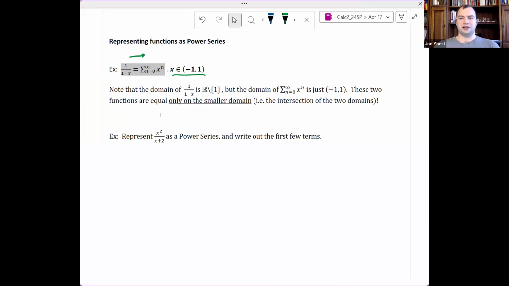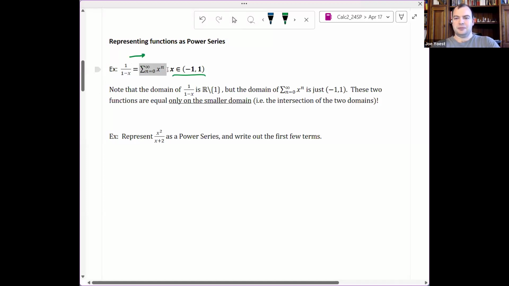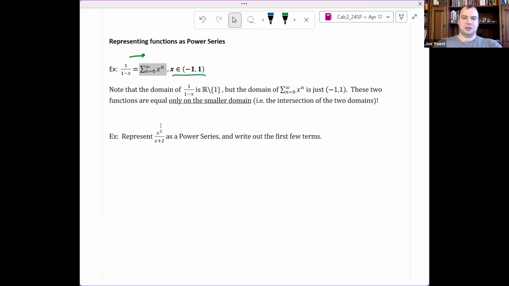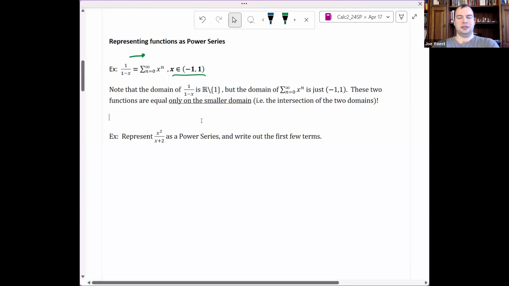If I go outside of there, if I was looking at x equals 2 or x equals negative 10, I could plug those values into 1 over 1 minus x with no problem, just looking at it separately. But I can't get convergence of this series in those cases. So these wouldn't be equal in those cases. This power series representation of this function is only valid on the smaller domain, the intersection of the two domains.